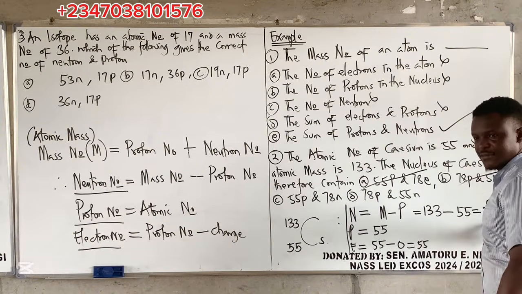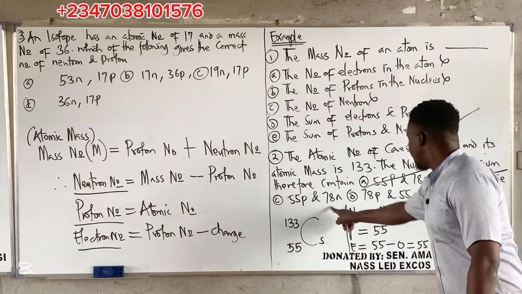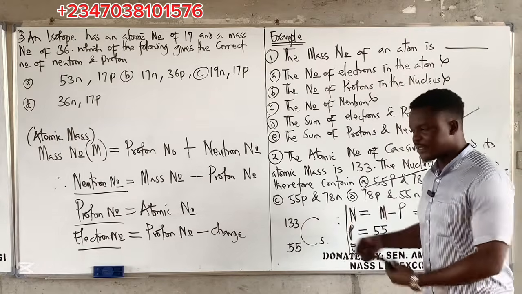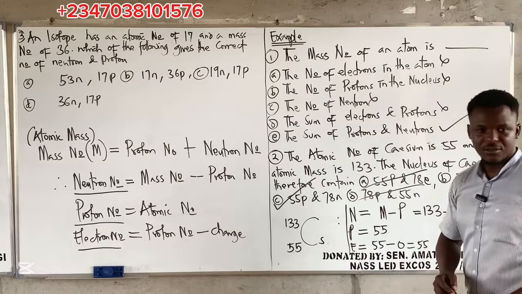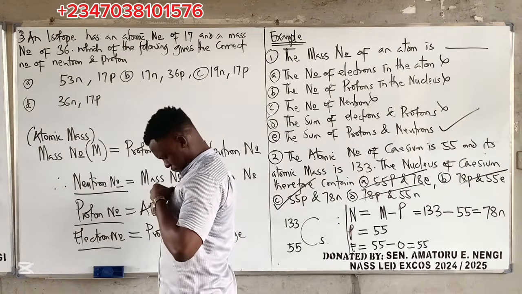Neutron is how many? 78. Which of these two has 78 neutrons? C. So the correct answer for that sub is what? C. So this guy is wrong. Now, let's look at the next one.